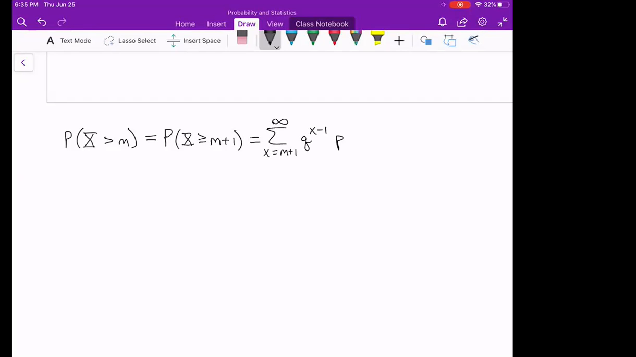Let's go ahead and start evaluating. This is going to be q to the m times p, plus q to the m plus 1 times p, plus q to the m plus 2 times p. And I trust you see a pattern. And to make our next step stand out, I'm going to factor a common component in each of these terms.